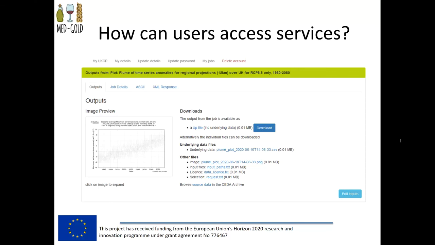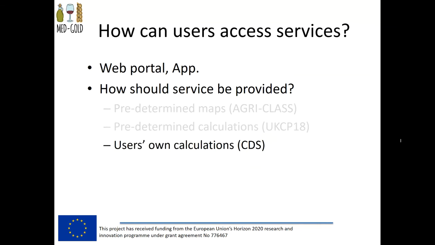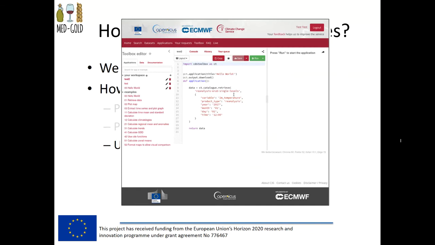So if you go to the next slide, please, Alessandra. And again, the final option is to let users do their own calculations. So one example of that is the Copernicus Climate Data Store. So if you go on to the next slide, please, Alessandra. That's it. I haven't used this one myself, but I know it's there.